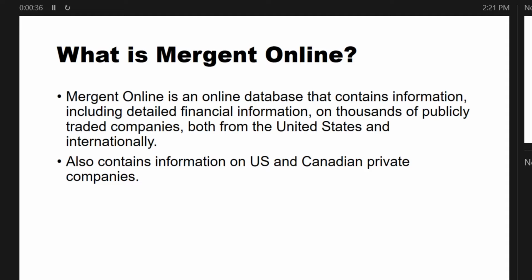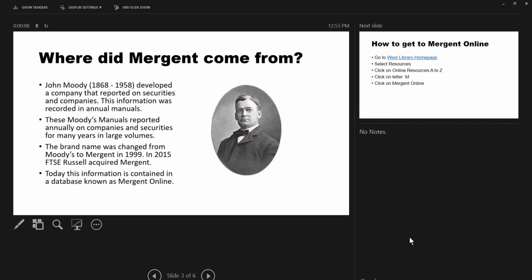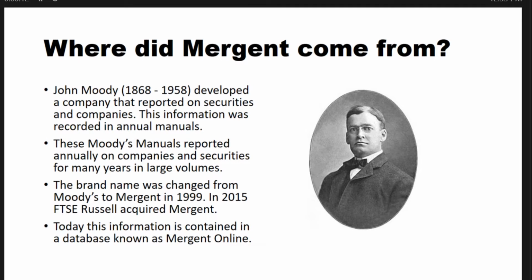What is Mergent Online? Mergent Online is an online database that contains information, including detailed financial information on thousands of publicly traded companies, both in the United States and internationally. It also contains information on U.S. and Canadian private companies.